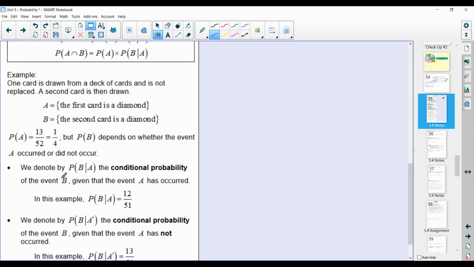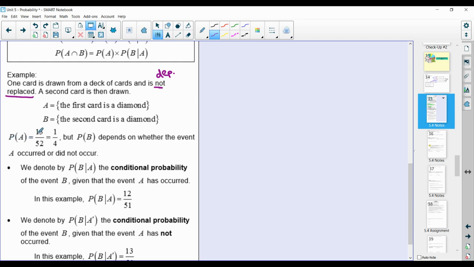So we can look at an example here. One card is drawn from a deck of cards and is not replaced. So automatically that makes this a dependent situation. And if it's dependent, that means we're dealing with conditional probability. A second card is then drawn, and our events, A and B: event A would be the first card is a diamond, and event B would be the second card is a diamond.